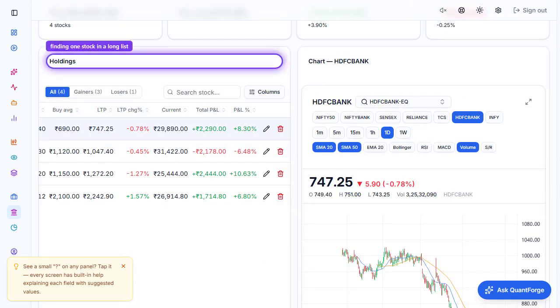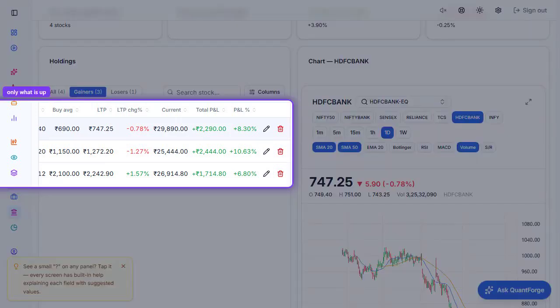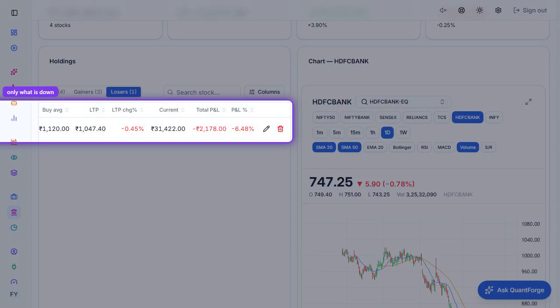With 20 stocks this list gets long. 3 tools. Search filters by stock or by sector. The tabs split the list into gainers and losers instantly. And every column header sorts. Click P&L to see your worst holding at the bottom, click again to bring it to the top.